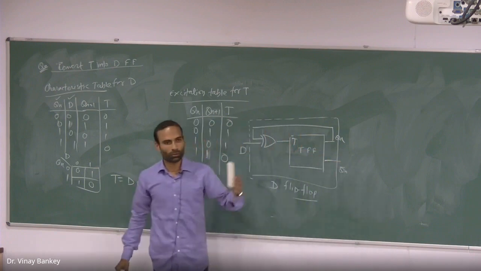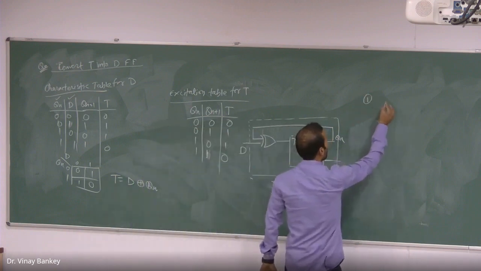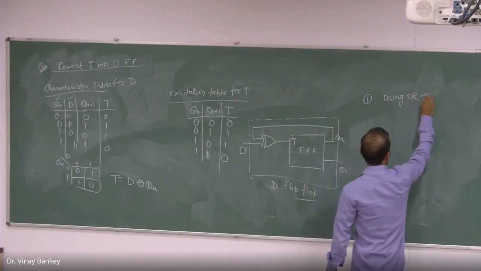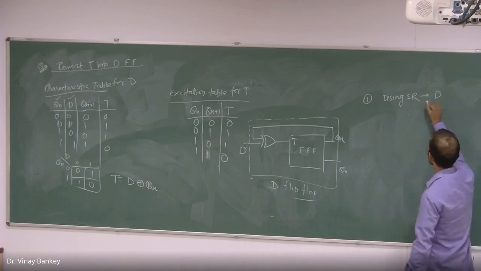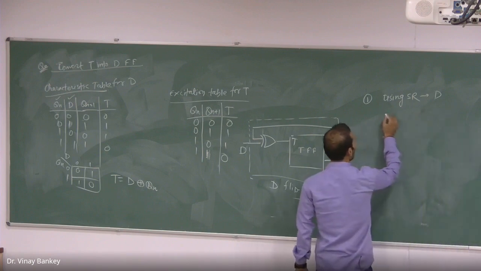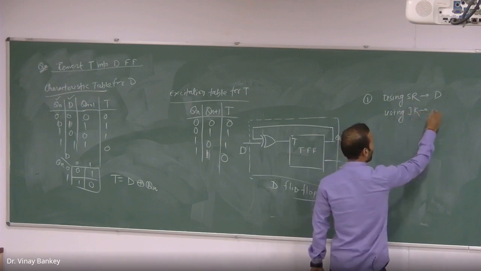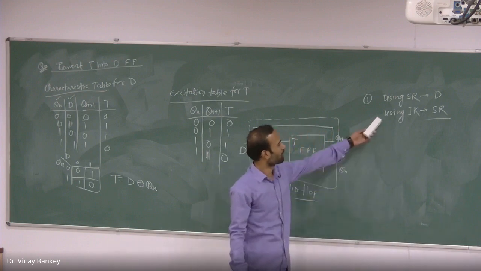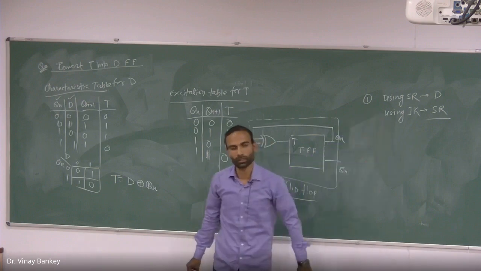Now I will give a few questions that will be your home assignment. Using SR, we have implemented J, K and T. Using JK and T, we'll implement D. And the second one is using JK to implement SR. And this will be the most difficult one. You should try this at your home.